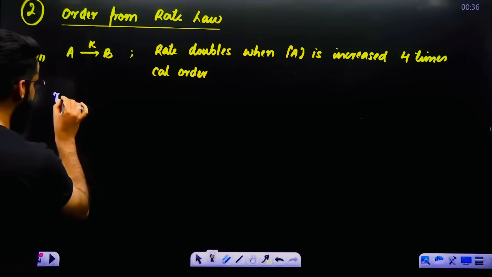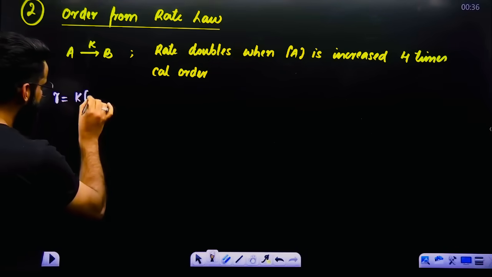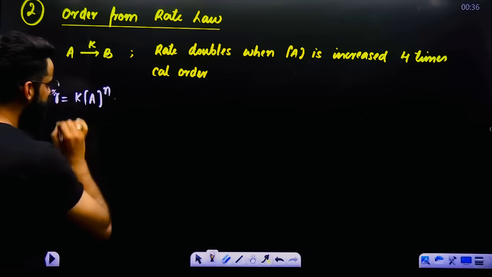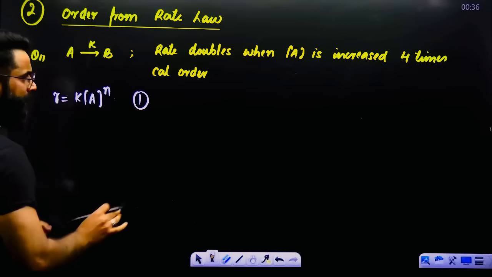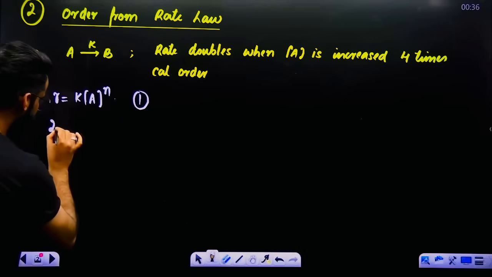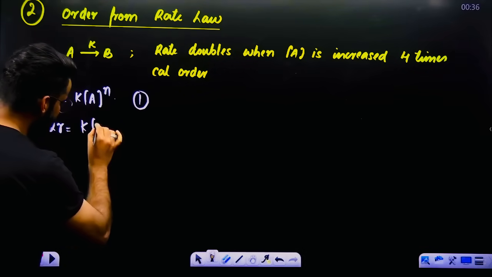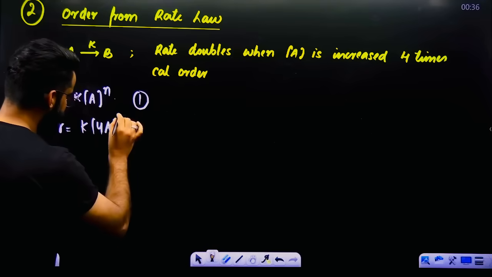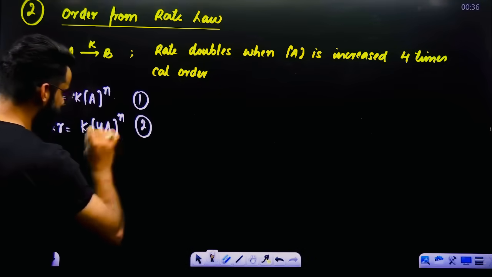You first of all try to write the rate law. R is equal to K, concentration of reactant raised to the order. Let me call this equation number 1. Now the question says the rate is doubling. Rate is doubling when the concentration of A is becoming 4 times. So now it becomes 4 times A raised to N. This is equation number 2.